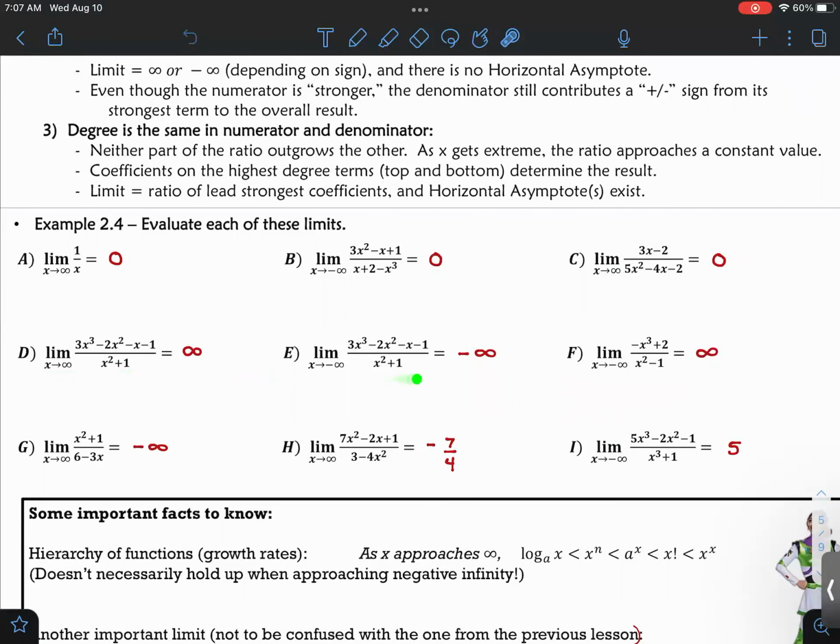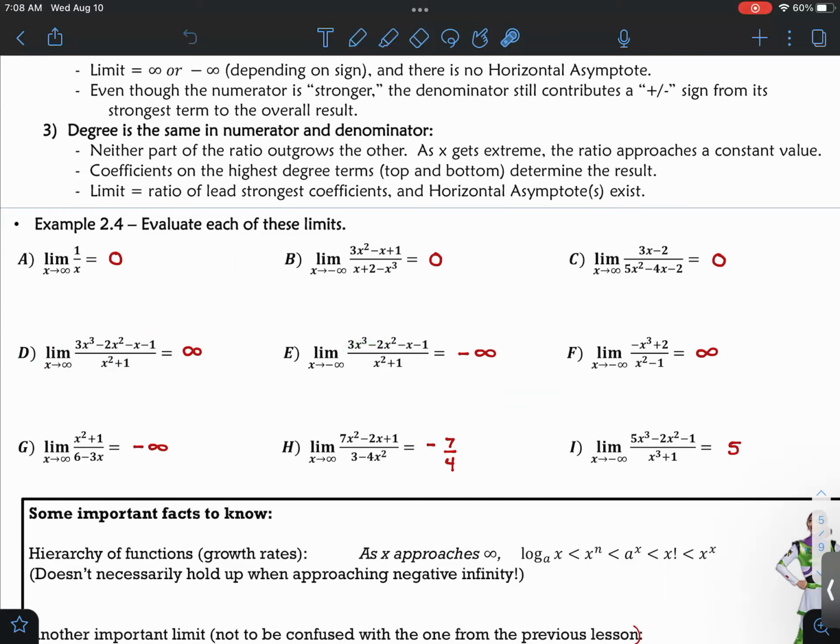The next row, you'll notice that the strongest term is always in the numerator. So in part D, I'm looking at that 3x cubed. If I plug really big numbers in there, I get back really big numbers. The sign in the denominator also would remain positive, so I'm safe to put an answer of positive infinity.